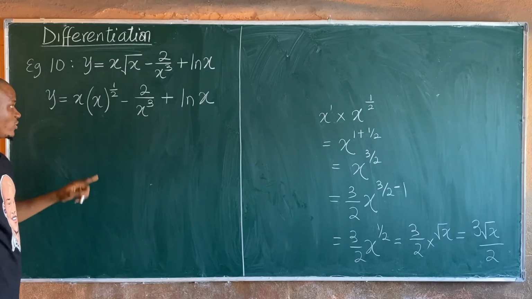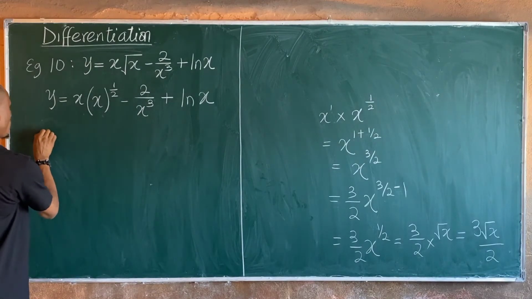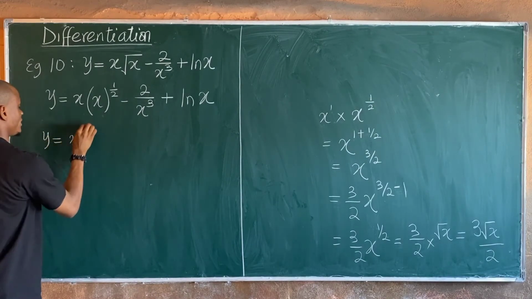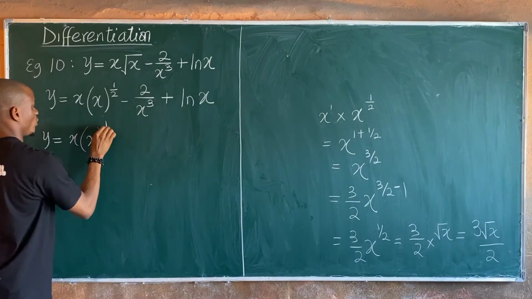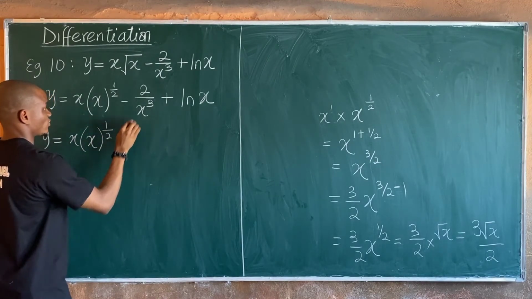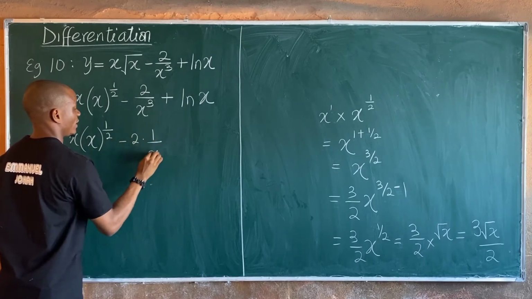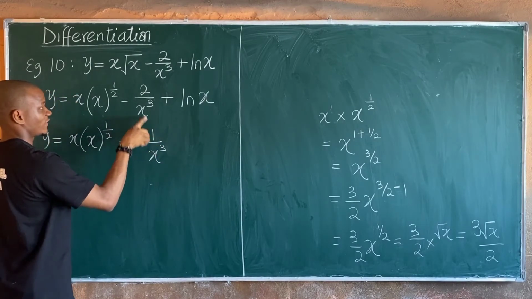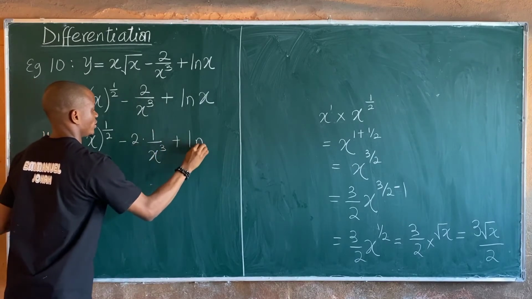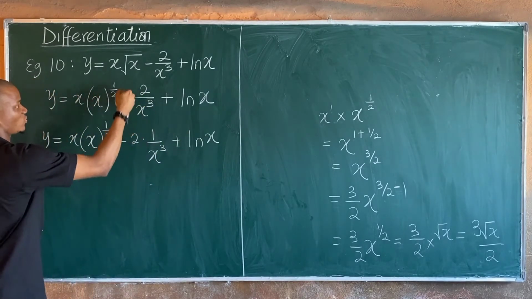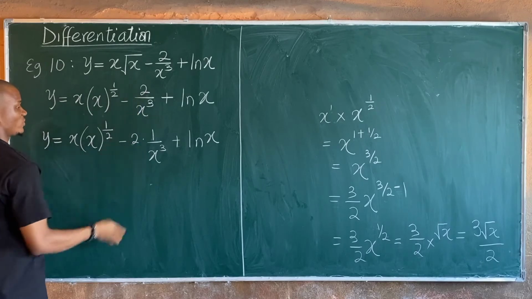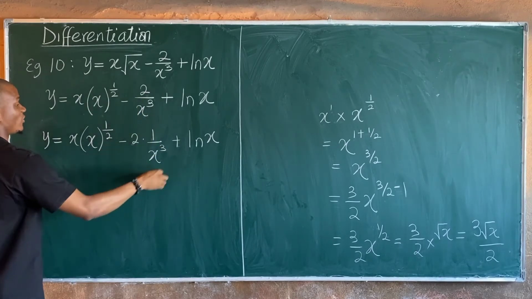If I simplify this one here, it becomes y is equal to x into x power 1 over 2 minus, I'm taking the 2 outside, it gives you 2 times 1 all over x cubed. So 2 times 1 gives you 2 here. So plus ln x. So I took away the 2 here. So 2 times 1 gives you this 2. Just separating them.